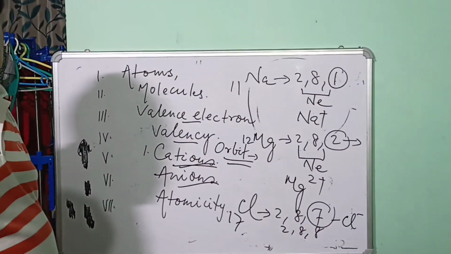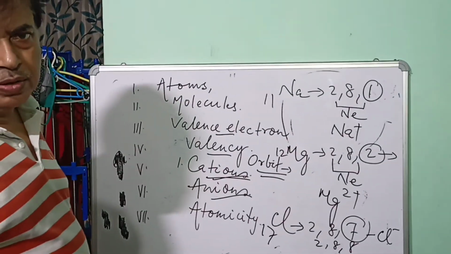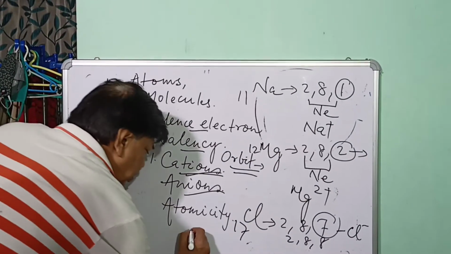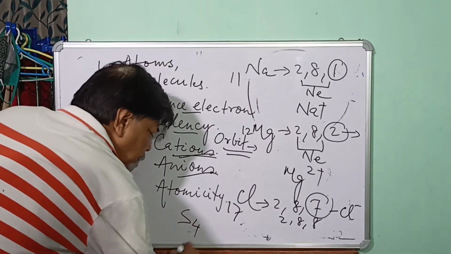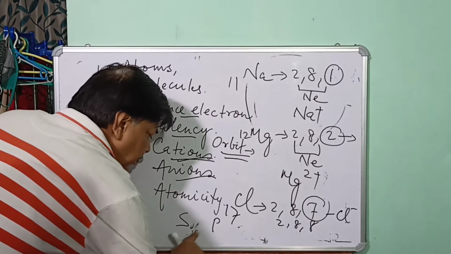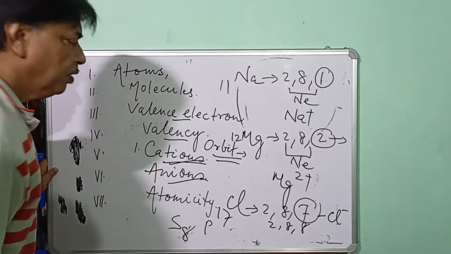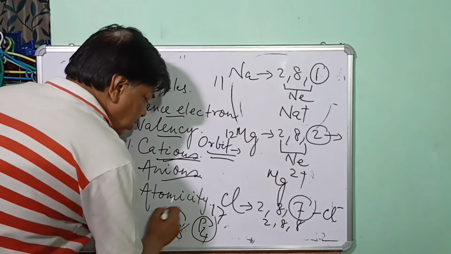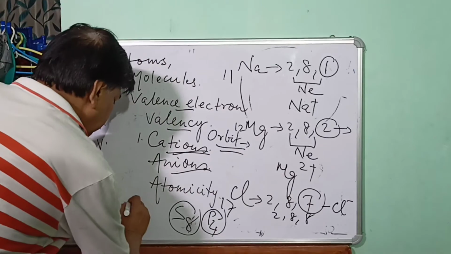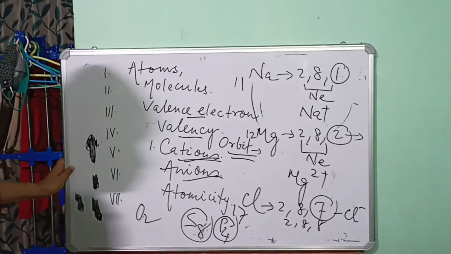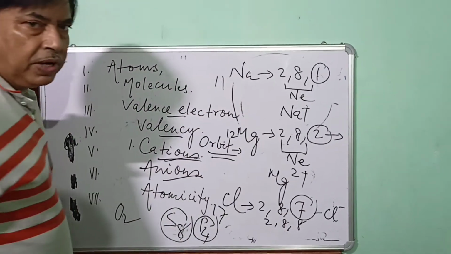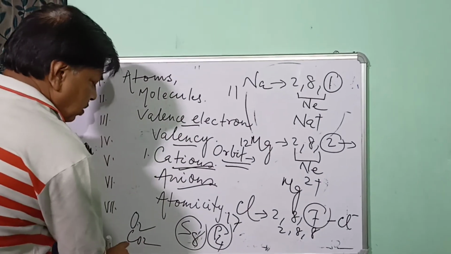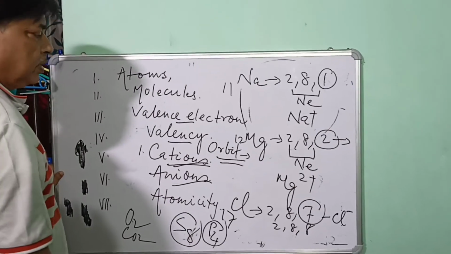And atomicity, the number of atoms present in 1 molecule of the substance, that is called atomicity. So the atomicity of sulfur is 8, S8. The atomicity of phosphorus is 4, P4. The atomicity of oxygen is 2, diatomic. The atomicity of all inert gas is 1, monoatomic. The atomicity of carbon dioxide is 3, 1 carbon and 2 oxygen, that is 3.